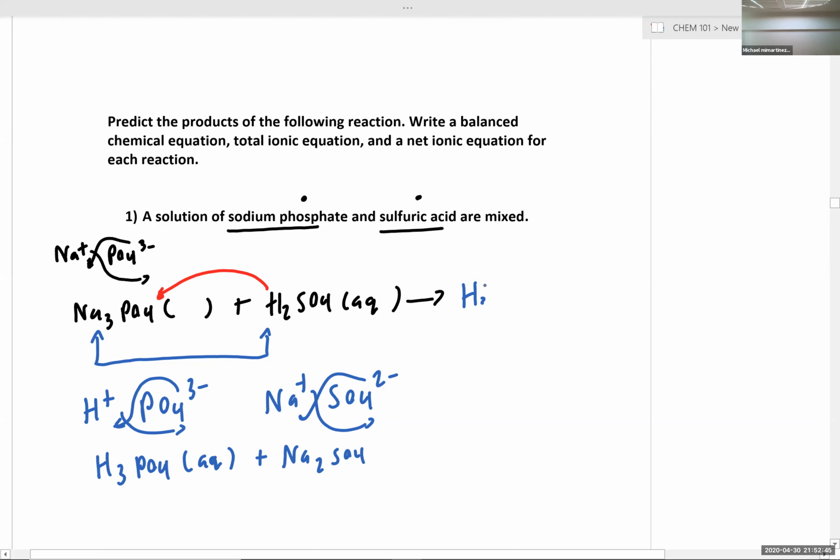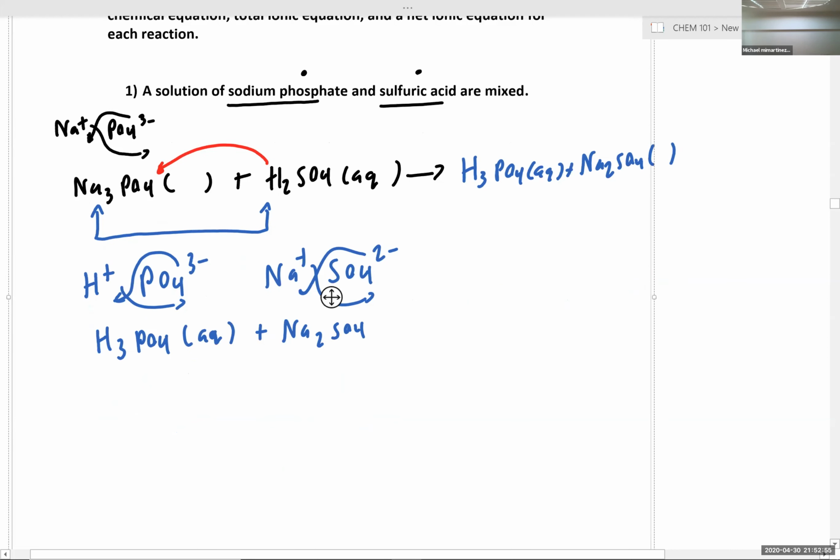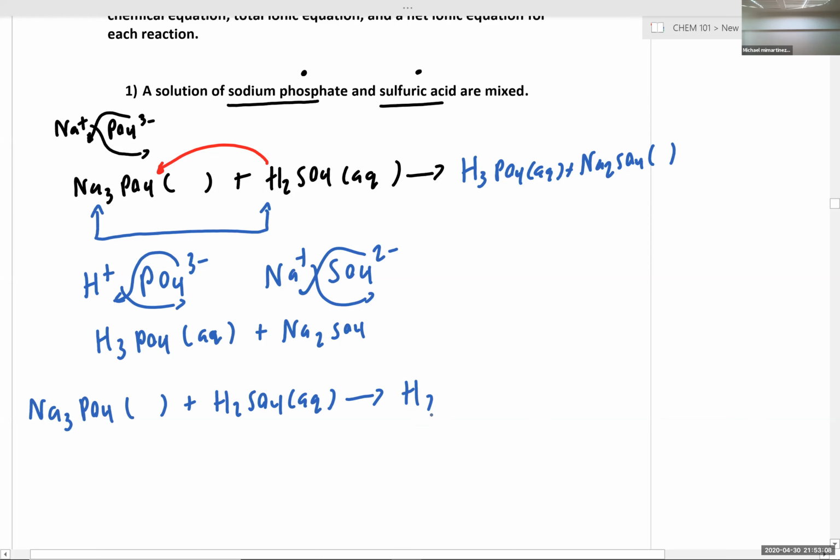Okay, so now that I have my products predicted, I am now ready to start balancing my chemical equation. So let's rewrite this chemical equation and focus on balancing it. Notice I've left some of the state symbols blank because we're going to figure that out together. So it's intentional on my part.